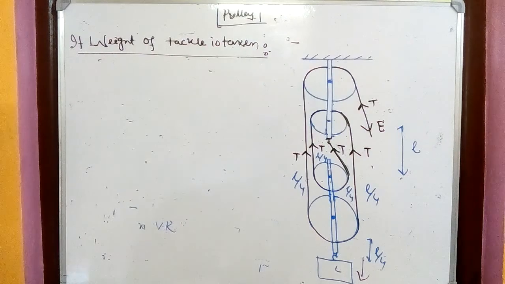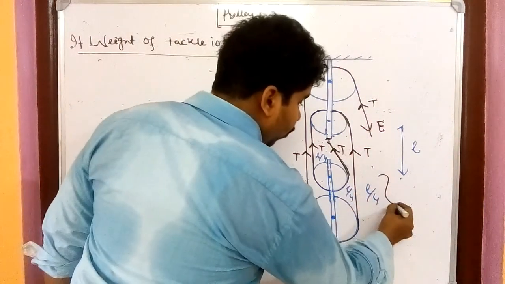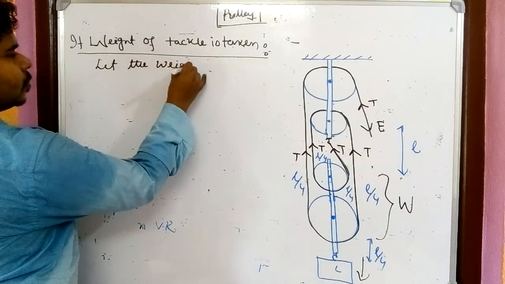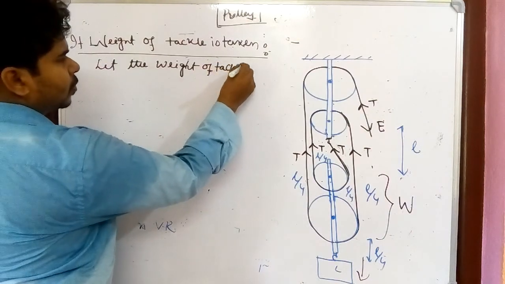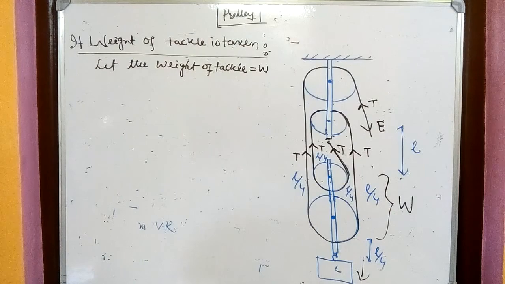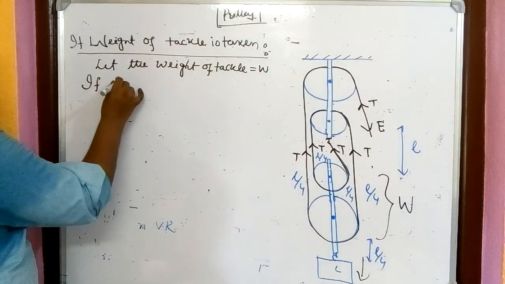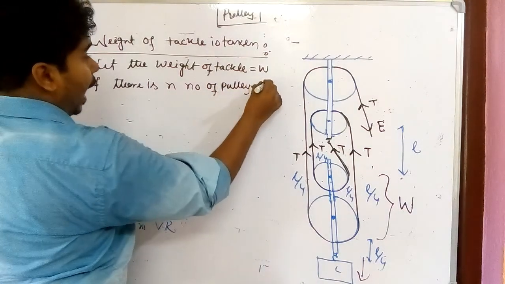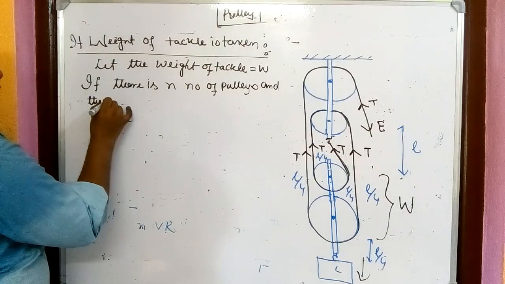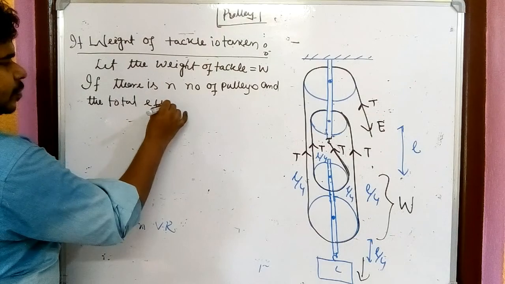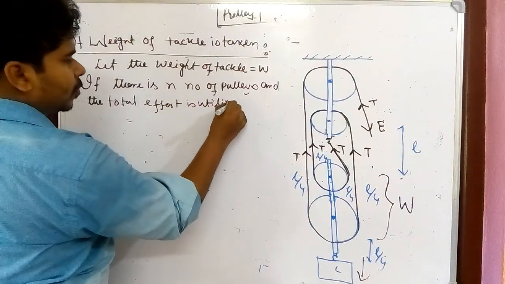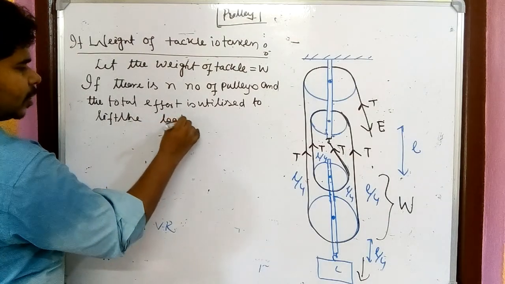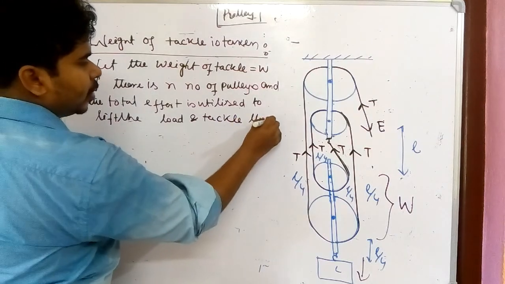If I want to make our calculation more proper, then we have to take the weight of the tackle, that is W. Okay, so let the weight of tackle be equal to W. If there are n number of pulleys and the total effort is utilized to lift the load and tackle, then why have I written this one?